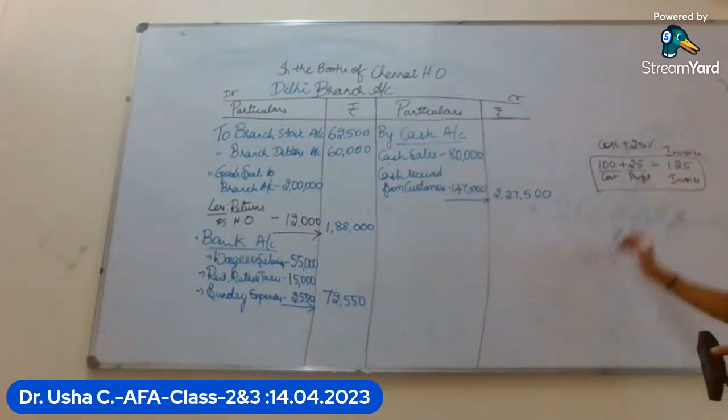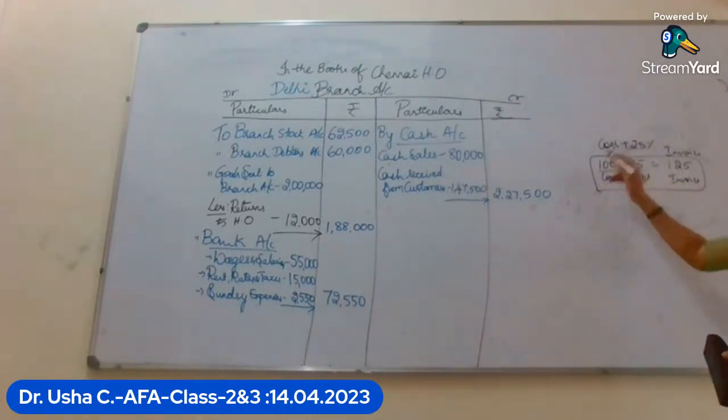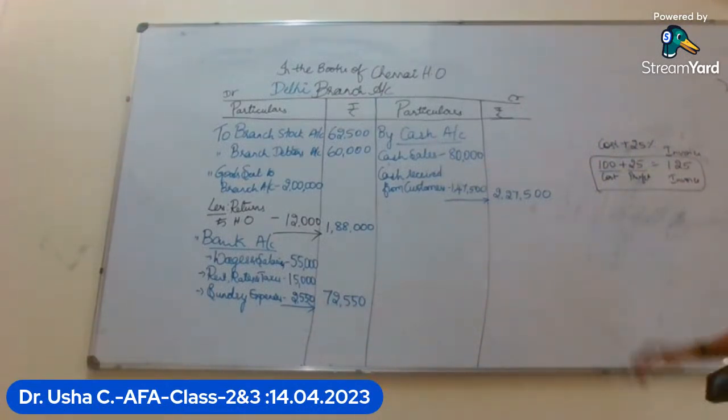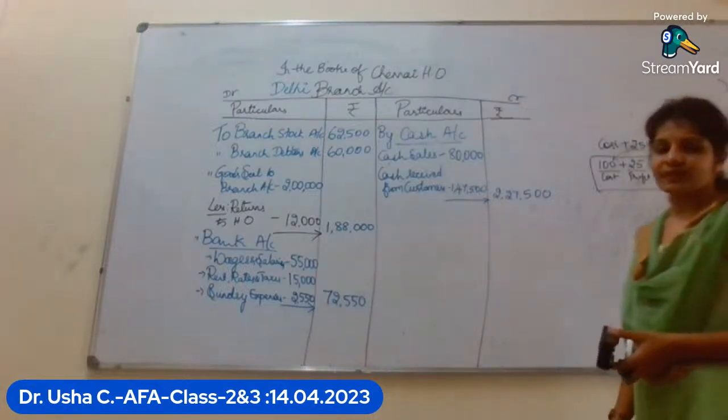Goods are sent at 25% profit. 25% on what? 25% on cost. Means cost is how much? Cost is 100. Correct? So now we have to take into account that whatever goods are sent by the head office to the branch, it is at 125%. In order to convert this into 100%, we have to deduct this 25% of profit.